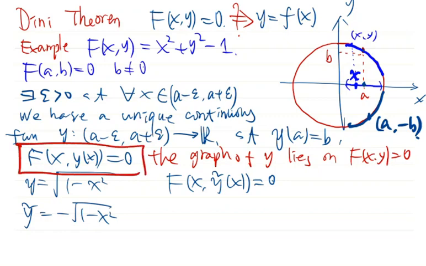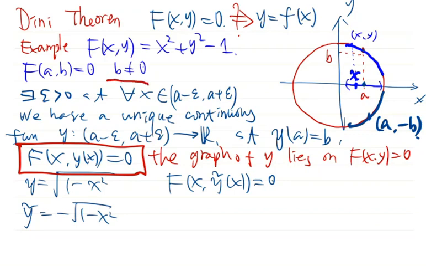Okay, so such a function is called an implicit function. Many functions cannot be defined explicitly, but they can be defined implicitly, for example, using an equation F(x,y) = 0. Okay, so this is the case for b is not 0.